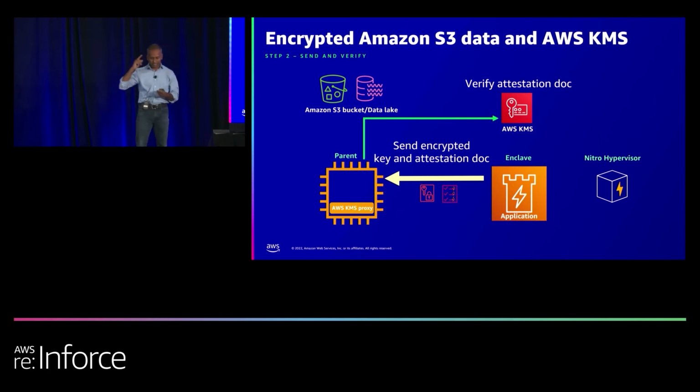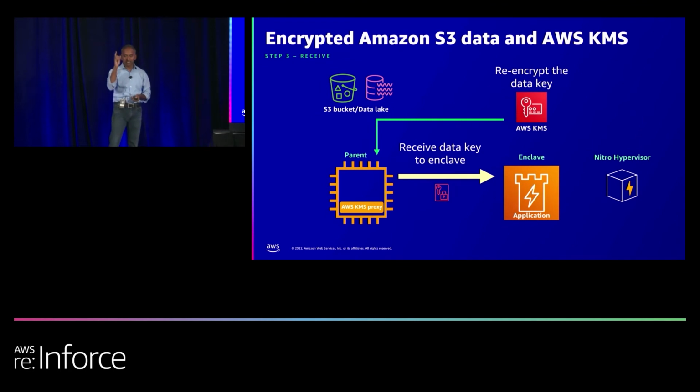And then comes step 3. It sends this re-encrypted data key back through the parent instance, through the vSOC into the enclave. So now if you take a step back and think about all these 3 steps, you will notice all of the communication that went through the parent instance was always encrypted information, whether it was data or the key. It's encrypted in some shape or form, but there's nothing plain text that's ever revealed to the EC2 instance.